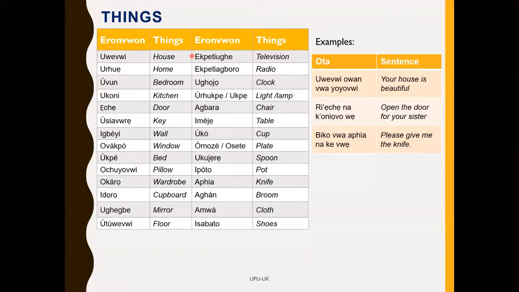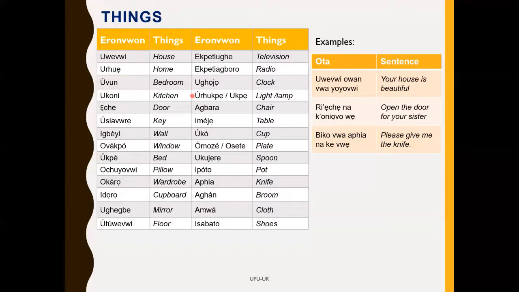Ekbetiuge, television. But equally, you can say television, which is the modernization or the Urhobo acquisition of the English word. But the actual Urhobo word is ekbetiuge, though very often you hear people use television. But ekbetiuge is there. Ekbetiagboro, radio. Ugojo, clock.